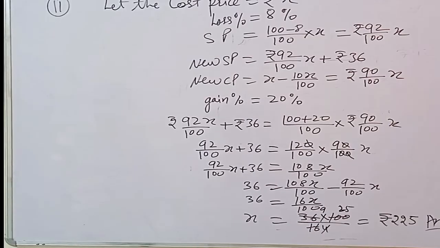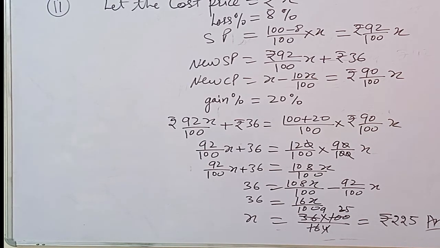8C. Children, I am taking question number 11 of the same exercise. Renu sold an article at a loss of 8%. Had she bought it at 10% less and sold for rupees 36 more, she would have gained 20%. Find the cost price of the article.